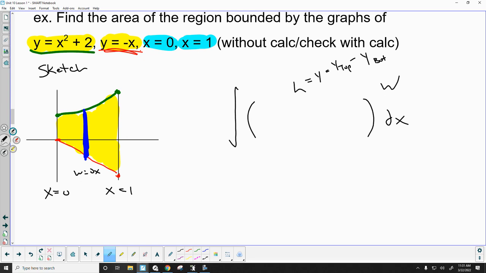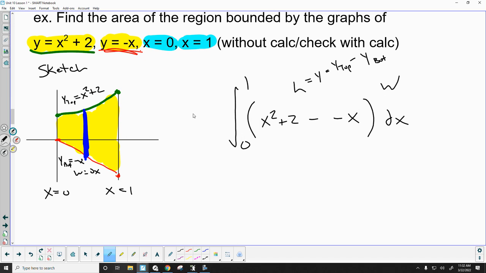Okay. You're summing them up from left to right. All right, write down what goes in the integral. See if you can do it. It's important for you to try it this first time. The y at the top is equal to x squared plus 2. The y at the bottom is equal to negative x. So use the equation that's given to you. Here's the y top minus the y bottom, from 0 to 1. Hooray.